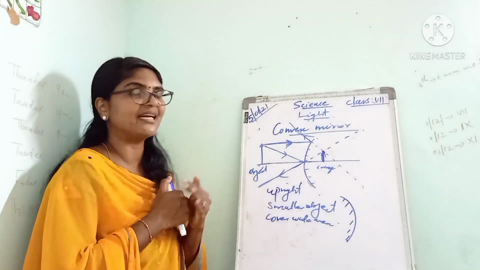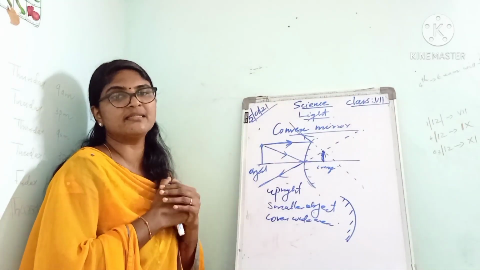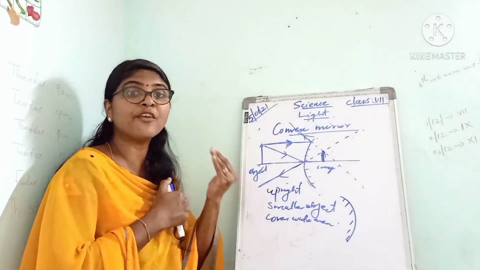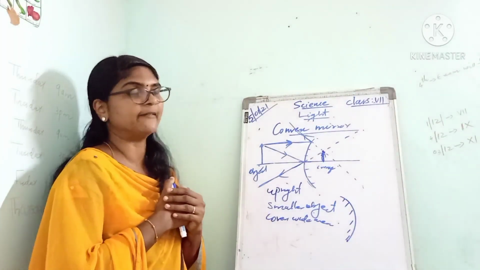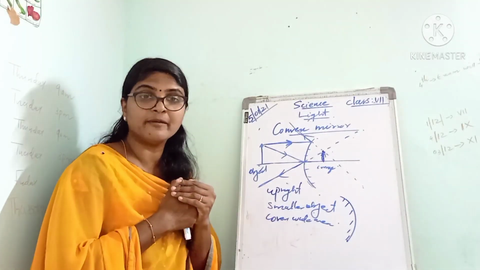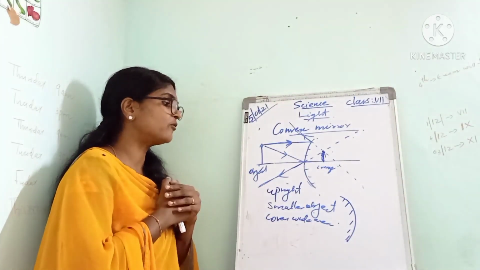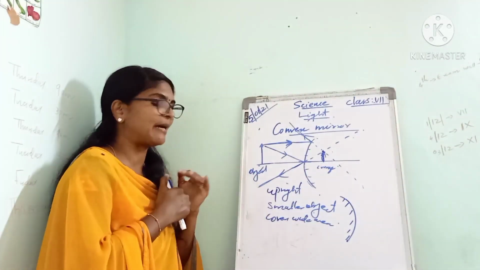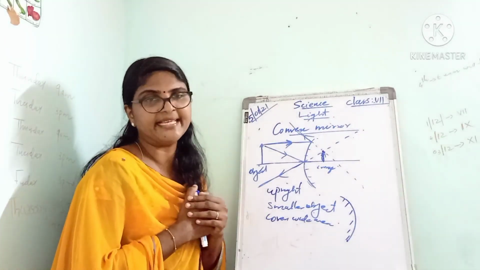Due to these reasons, the convex mirror is used as a side mirror in vehicles, or we can say rear view mirror in vehicles. That means a backside viewing mirror in vehicles. Why is the convex mirror used as a side mirror in motor vehicles? Because the image formed by a convex mirror is upright, smaller than the object, and it covers a wider area.